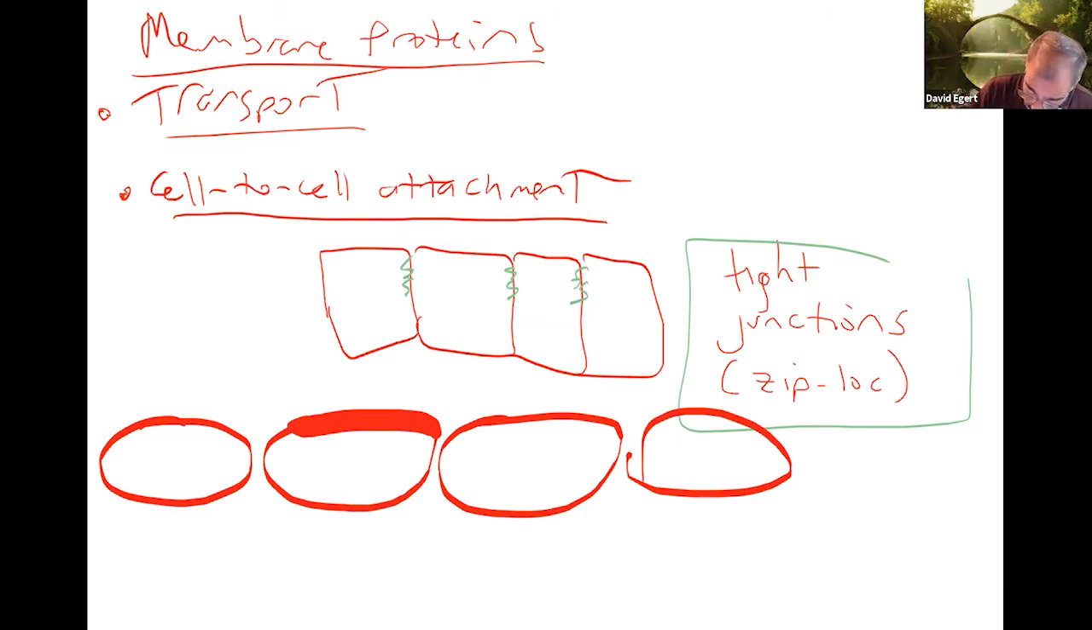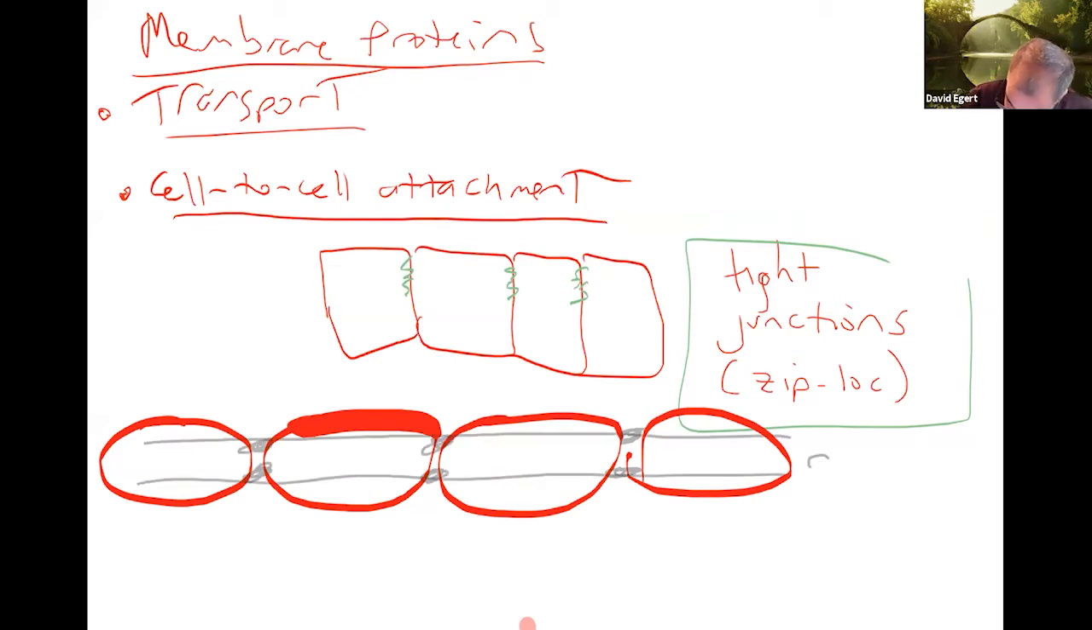So we have what are called desmosomes, which I like to think of as kind of little rivets and cables. Desmosomes, again, they're like little rivets and cables.